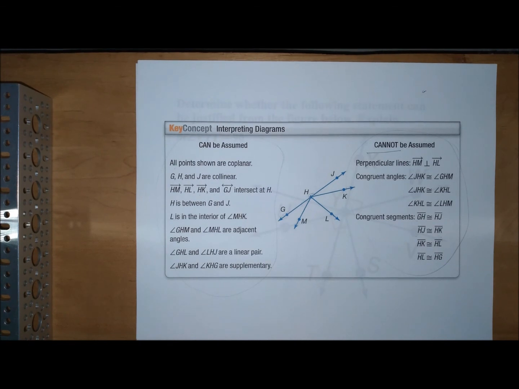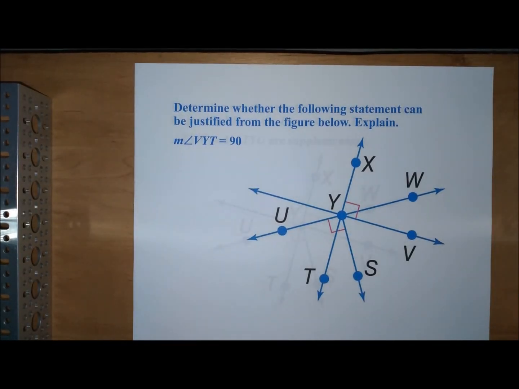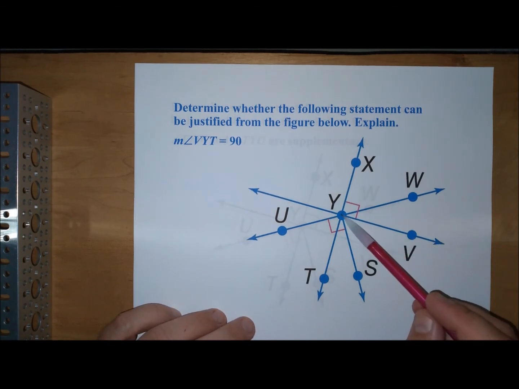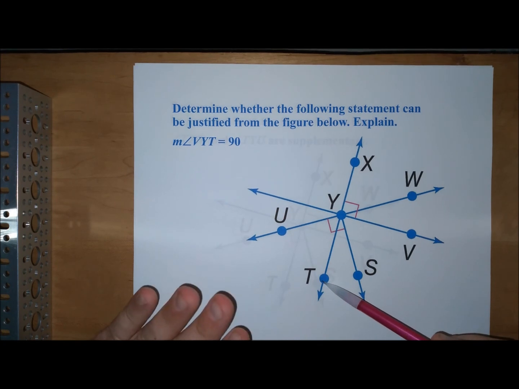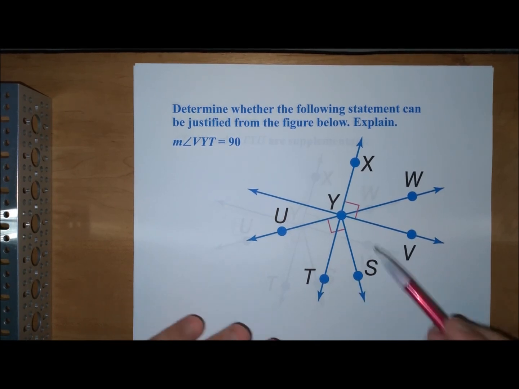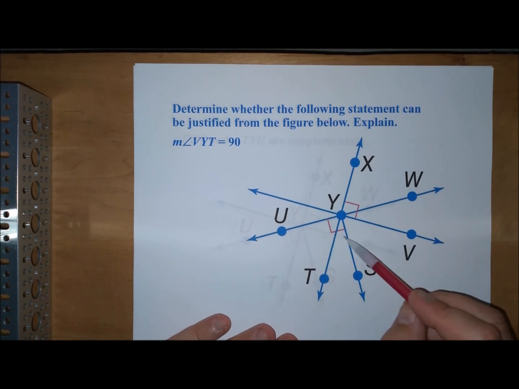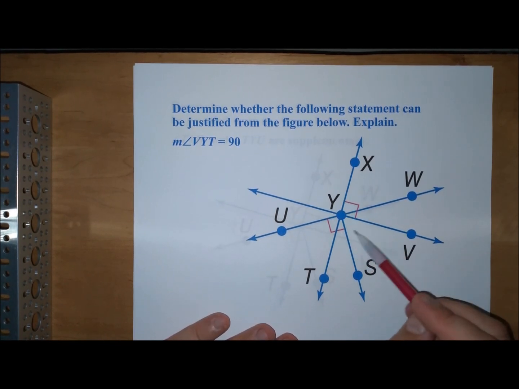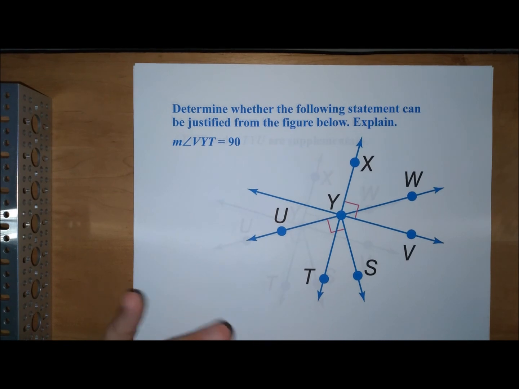Let's try a couple of examples. Here, could we determine whether the following statement could be justified from the figure below? Could we assume it from just this information? Could we assume that angle VYT equals 90? Can I assume that? Now, on the one hand, you might say, Mr. Rogers, it's not marked. There isn't this nice right angle symbol here, so I can't assume it.